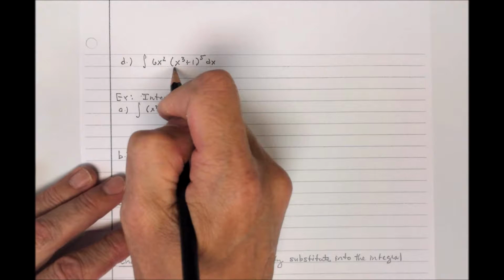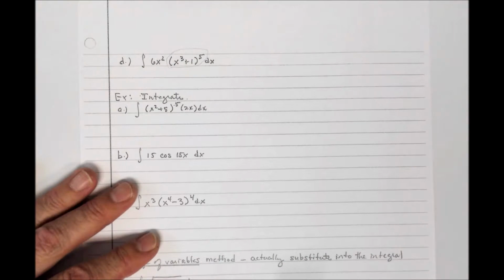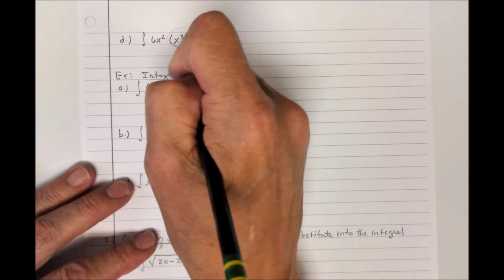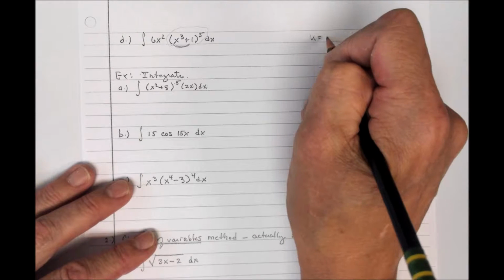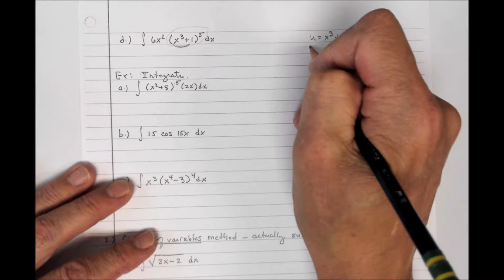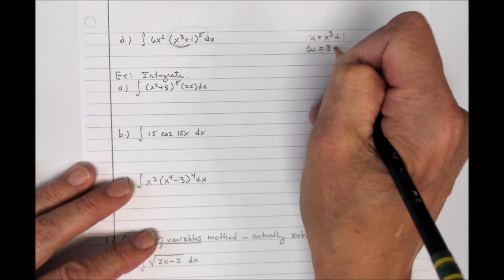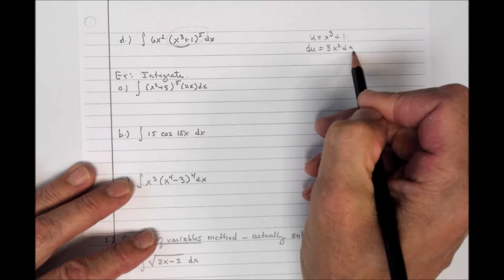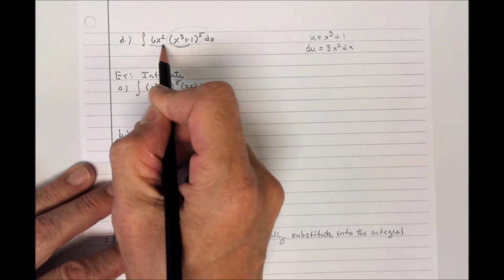I have this part being the main part of my function. It's a little more obvious here. And so that means that this would be my inside function. So my u would be x to the third plus 1. So my du would be 3x squared dx. Uh-oh, there's a problem. 3x squared dx, that's not what I have here. I have 6x squared dx.